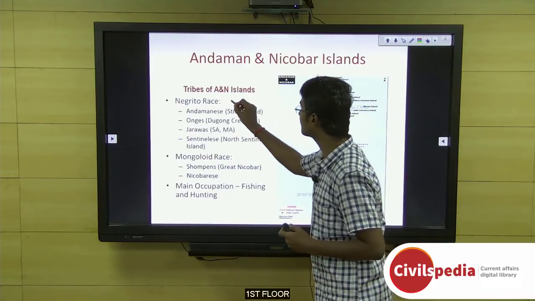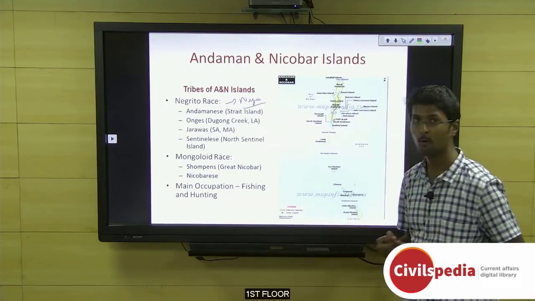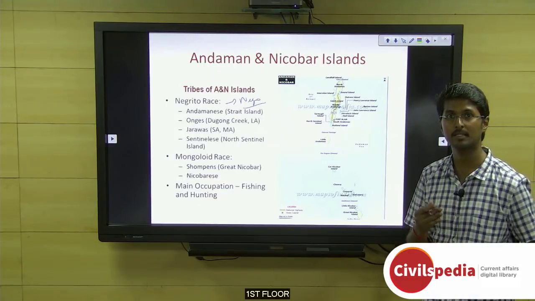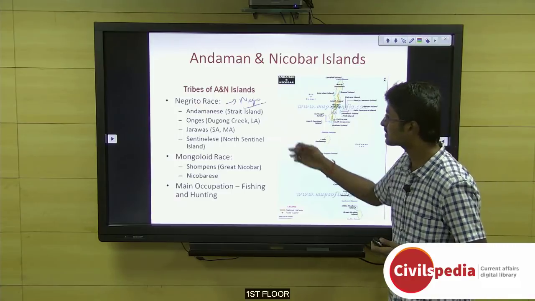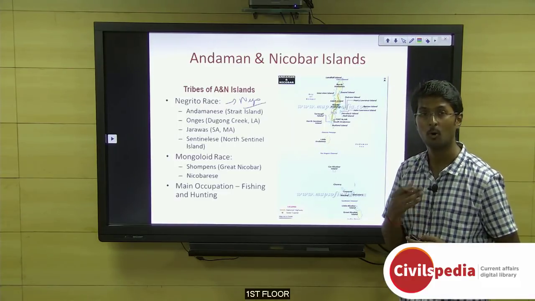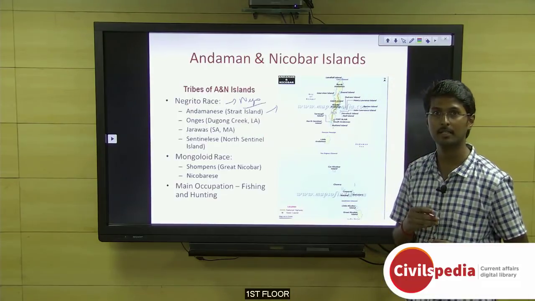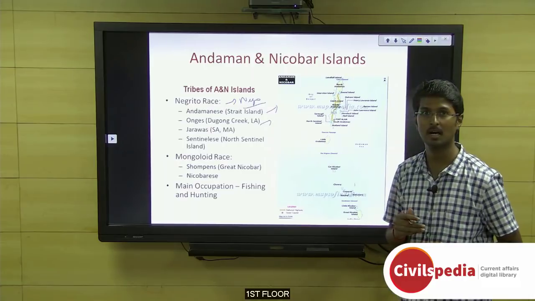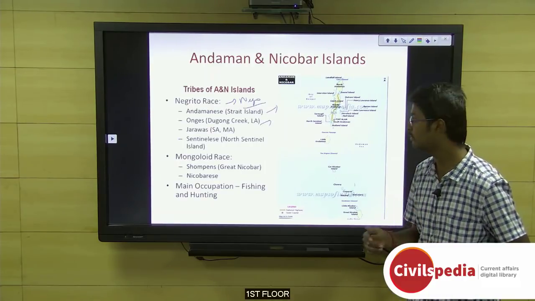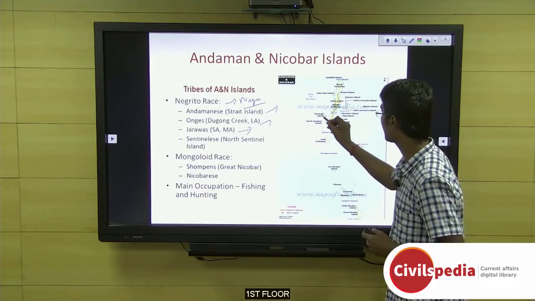Negrito is nothing but the Spanish version of the word Negro. There are 4 Negrito types presently living in the Andaman and Nicobar Islands, and they live on different islands. First are the Andamanese tribes, located in Strait Island, and the Onge tribe, located near Dugong Creek of Little Andaman, and the Jarawas, located in South Andaman and Middle Andaman, and the Sentinelese tribes, located in North Sentinel Island.